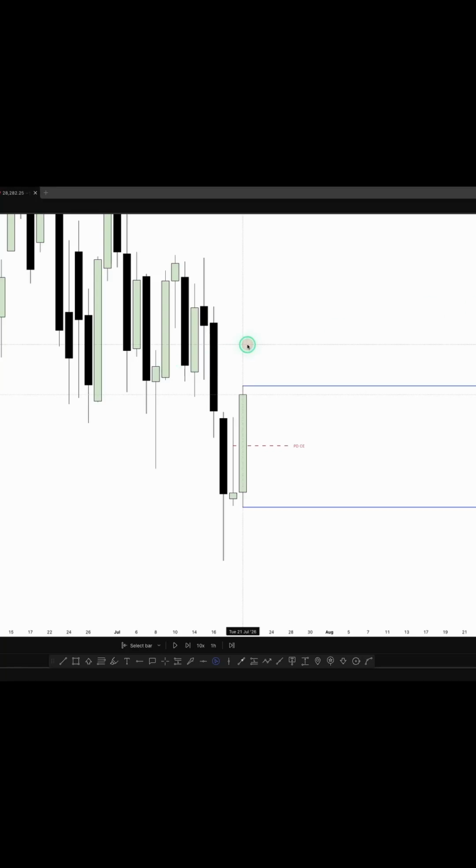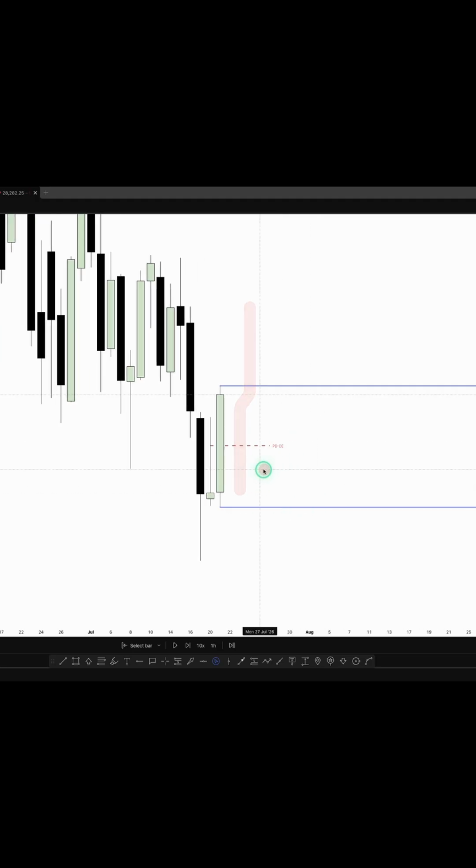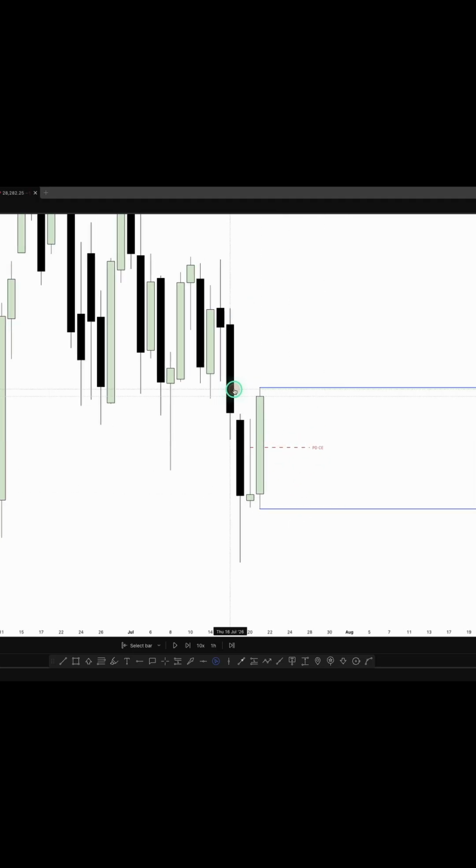Okay, we just completed Tuesday's candle, this one here. Now we can potentially see what Wednesday is going to do. Okay, so first thing is our basics: the high, the low, the midpoint of Tuesday. That's a must.